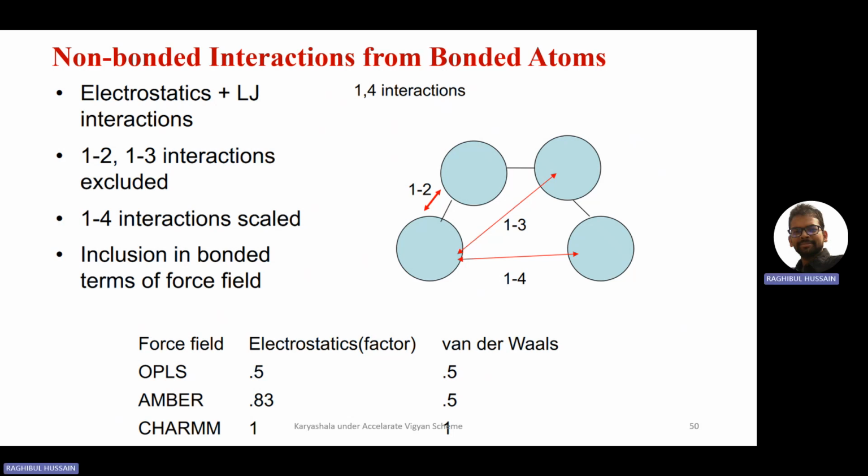Now again, 1,2 is bond, 1,3 is angle, and 1,4 is the dihedral. Some famous force fields are OPLS, AMBER, and CHARMM. They take different fractions. Let's say for the electrostatic interactions, OPLS takes only 50%. Although you can change it, you have the lever to change it. CHARMM takes 100% of the electrostatic interactions as well as the van der Waals interactions. But you can always change that. There is the option. These are basically the default values.